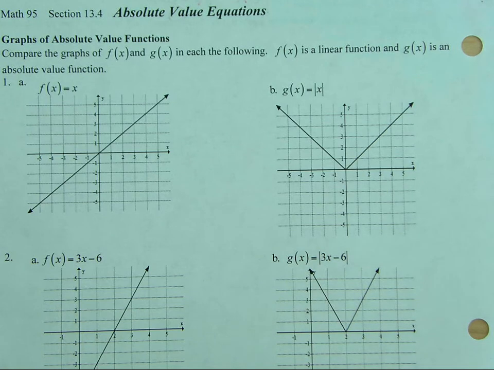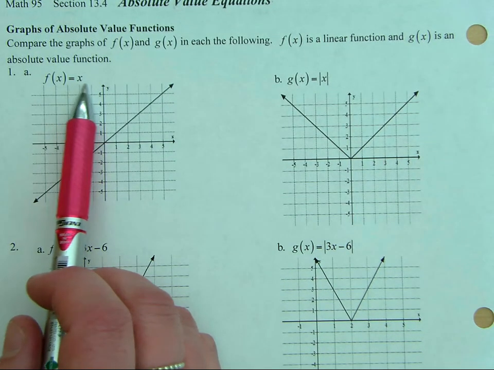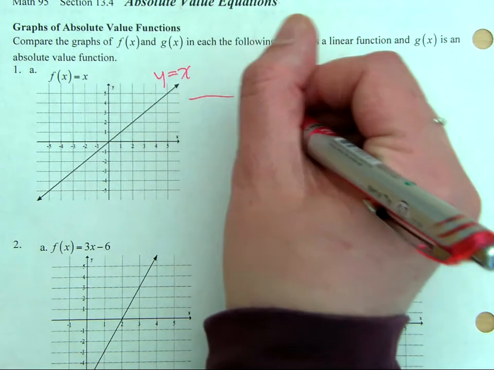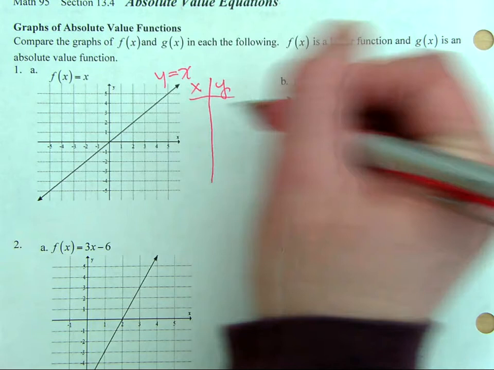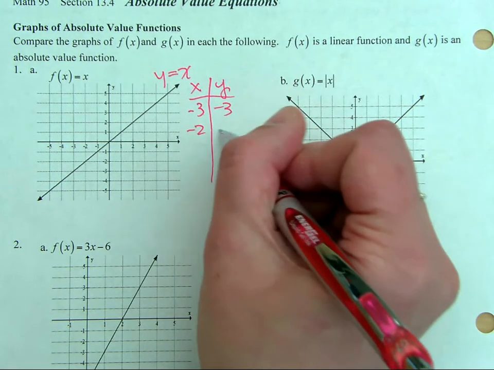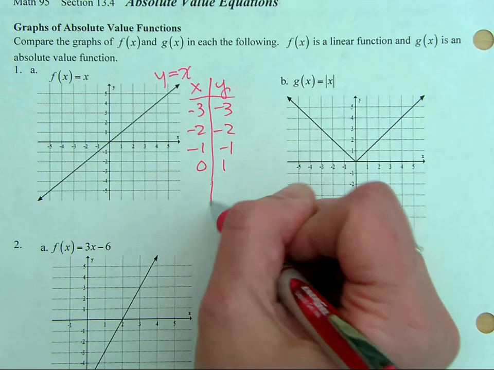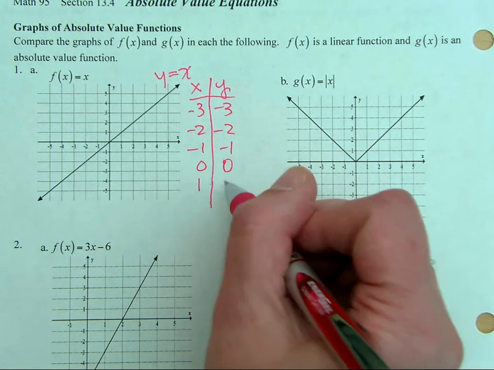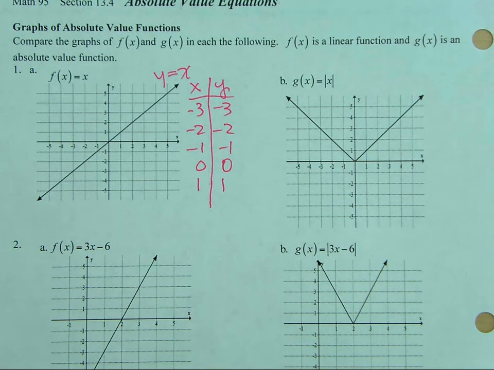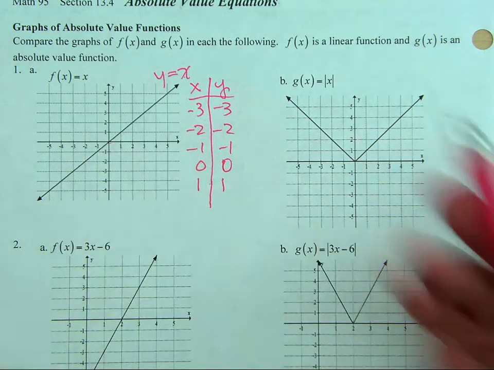So we can look at this in graphic form. Here we have f of x equals x. This is the same thing as y equals x. And if we were going to make a table of values, x, y, you might have -3. If you plug in -3, you get -3. -2, -2, -1, -1, 0, 0, 1, 1. You see, that's y equals x, right? The slope is 1, the y-intercept is 0, and that's just a linear equation.